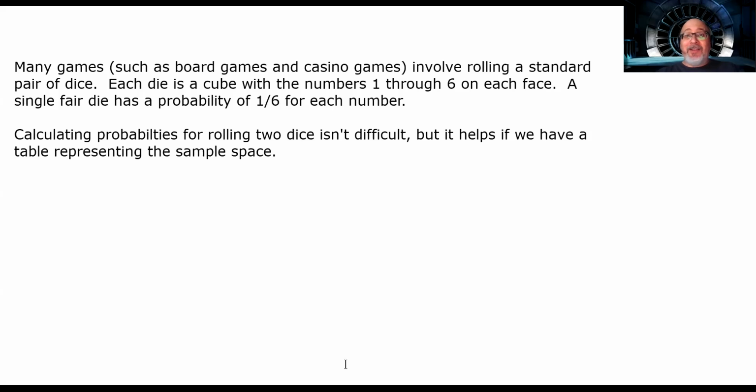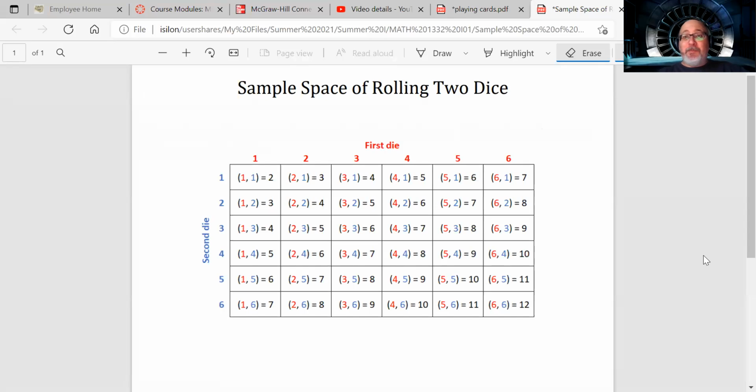Now, for the students in my class, I am going to make this table available for you in Canvas, and it looks a little something like this. It's basically a 6x6 addition table, where we have the first die represented on the top for each column, 1 through 6, and the second die represented on the left with each row 1 through 6. And in each cell, we have the ordered pair, the first die, comma, the second die, and the sum.